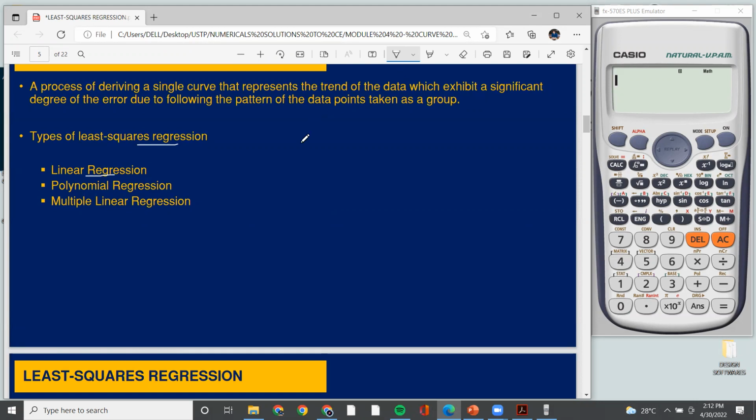So the types of least squares regression: first is the linear regression, where we have the slope, y equals mx plus b. This is an example of linear regression. And for the polynomial regression, we have a function like y as a function of x, say a plus bx plus cx squared. This is an example of a polynomial. Okay. The a, b, c are the coefficients here, the m is the slope, and the b is the y-intercept.